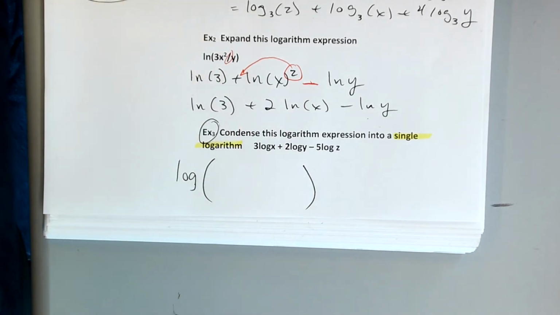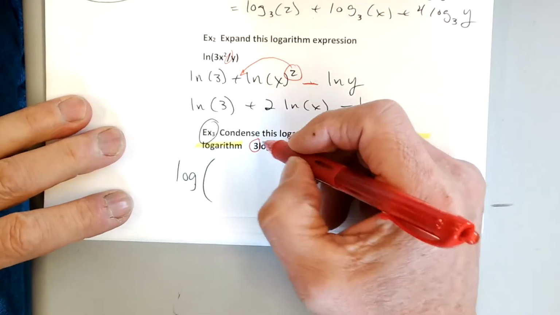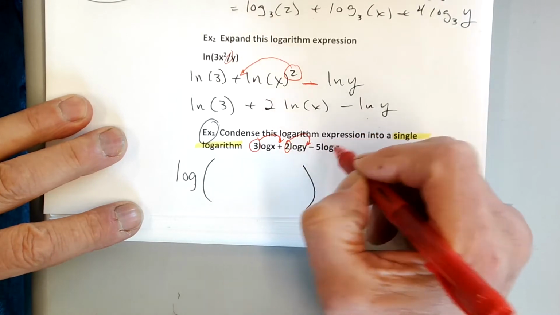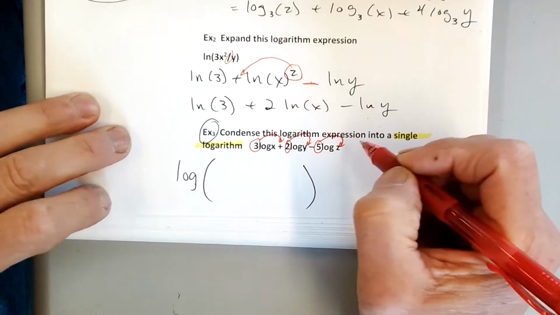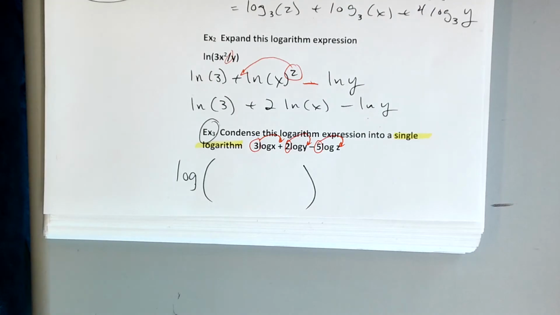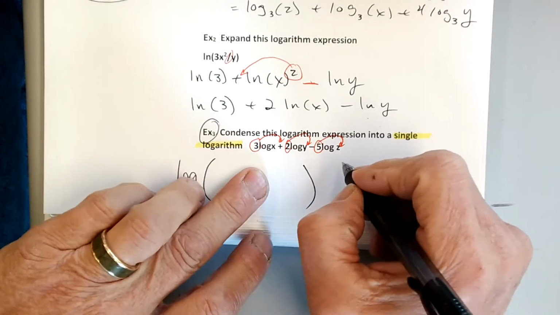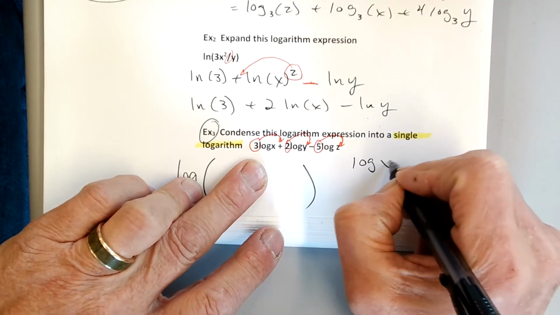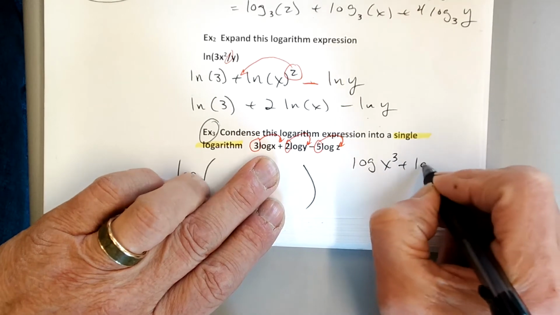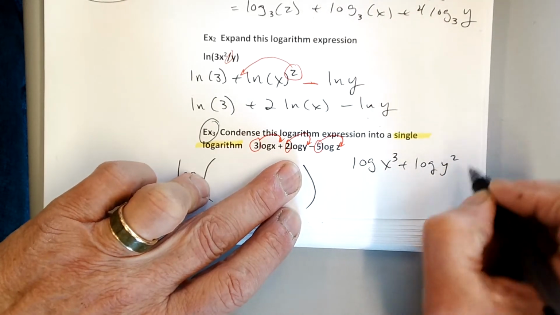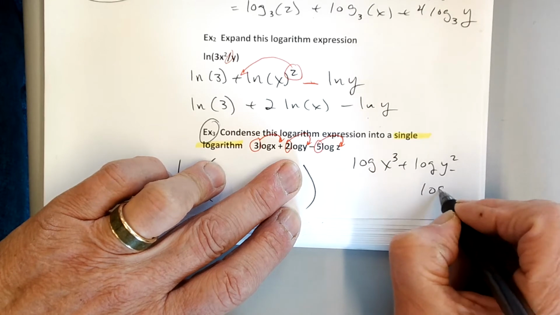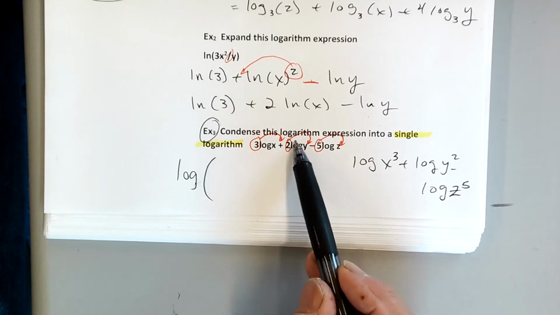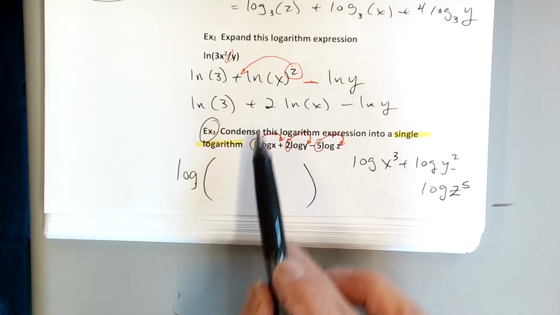So the first thing I'm going to do is this. These numbers were exponents. I'm going to bring them back inside. So I would have a log x cubed plus a log y squared minus log z to the 5th. I brought my exponents, I brought this 3 back in. It did float down, but now we're going to float it back up.